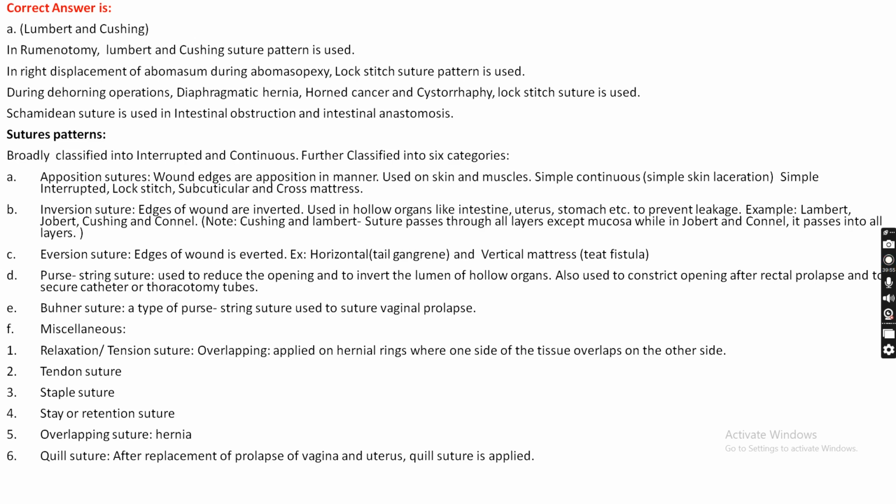Similarly, Burner type of suture is also a special type of persisting suture. It is used to suture vaginal prolapse condition. Next is miscellaneous, which includes relaxation and tension sutures, such as the overlapping suture, which is mainly performed in hernia cases. Similarly, tendon suture, staple suture, stay or retention suture, and quill suture. After prolapse of the vagina and uterus, after the replacement, we perform the quill suture.